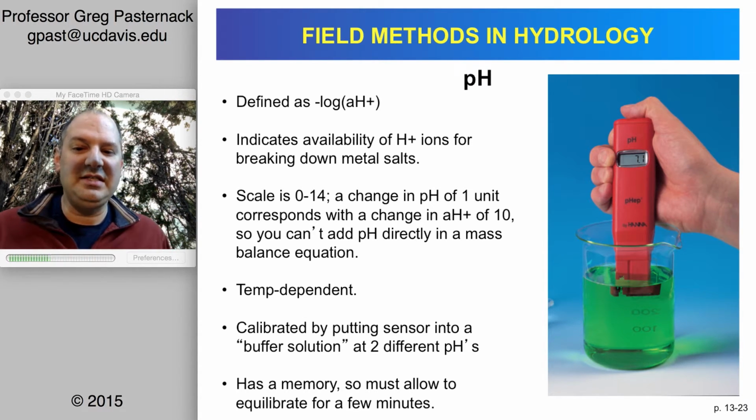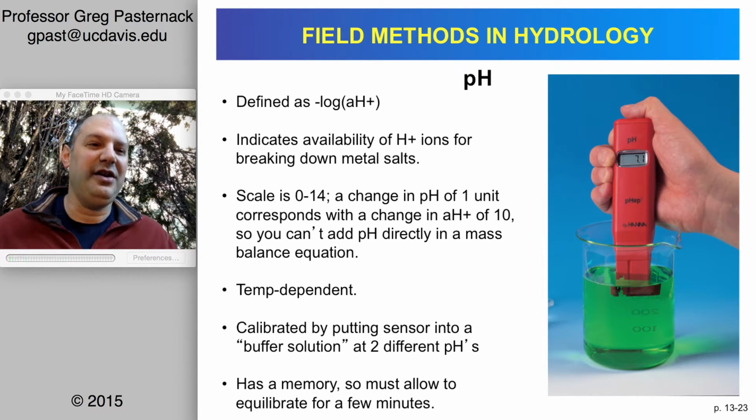The scale is typically 0 to 14, so a change in pH of 1 unit corresponds with an order of magnitude, a factor of 10, change in the concentration of hydrogen ions. So you can't add pH directly if you want to do a mass balance. Like if I have one solution that's 6 and one is 7, you don't mix them and get 6.5, for example. The pH is temperature dependent.